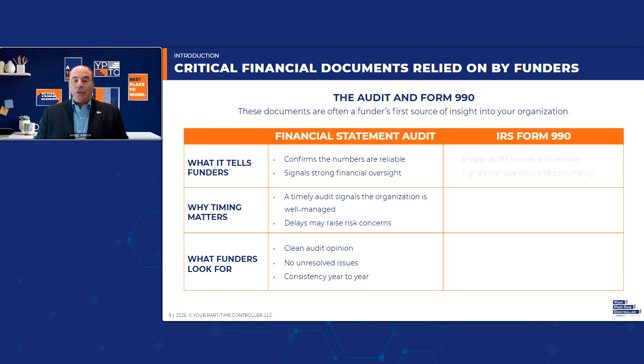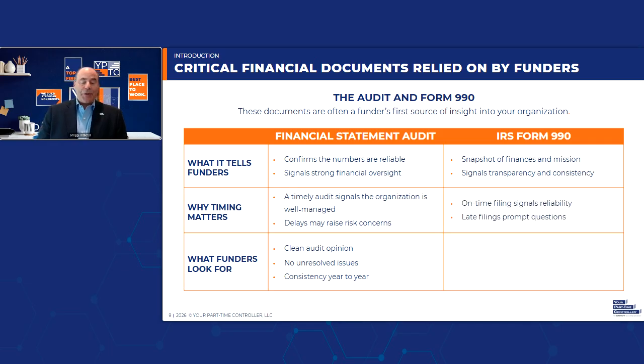All right, turning to Form 990, it provides a public snapshot of your finances, as well as governance and your mission activities. Funders use this really as a transparency tool, and they are going to compare it closely to the audited financial statements. Funders want to see alignment with the audit, a clear description of the mission and program spending, and also governance and compensation practices, making sure they appear reasonable.